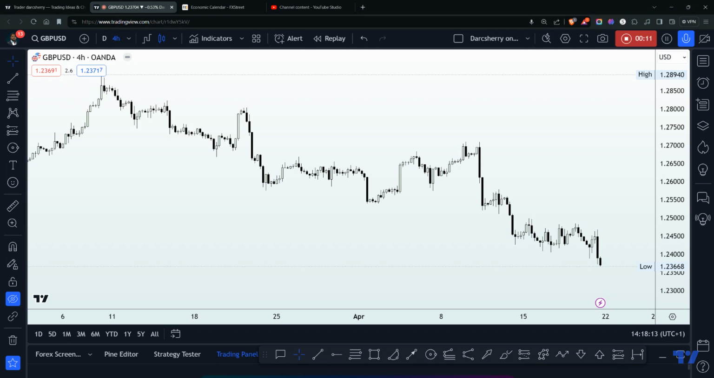Following my recent poll on my social media platforms, the majority of us supported the idea of focusing on the GBP USD over the other major currency pairs, and here we are.